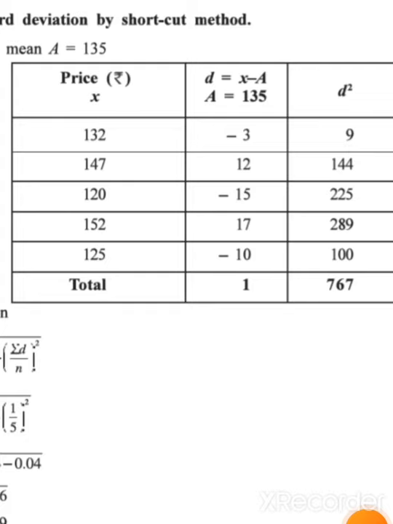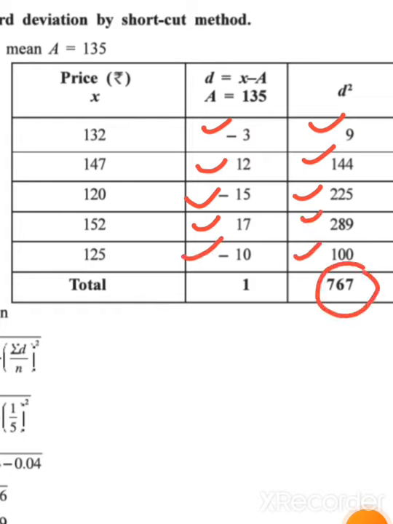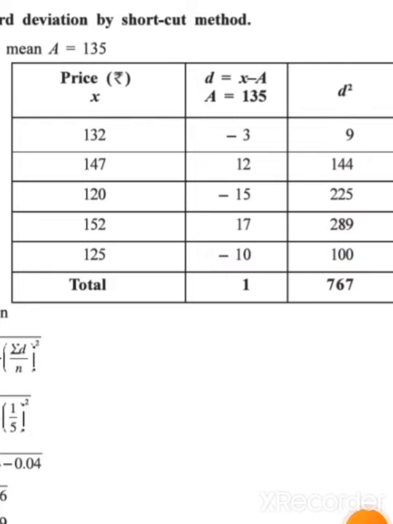Then similarly we need to do the square of it. So what is the square of minus 3? That is 9. Square of 12 is 144. Square of minus 15 is 225. Square of 17 is 289. Square of minus 10 is 100, and you would find the total of it comes to 767. And both these values we are going to use in our formula, right?